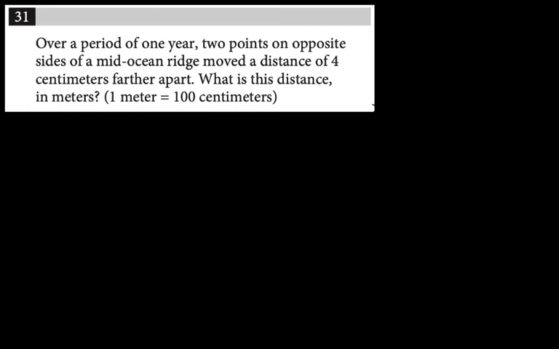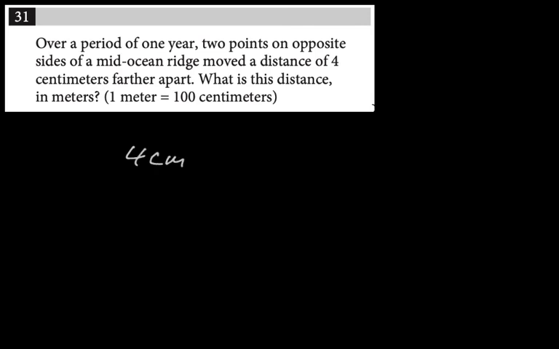Over a period of 1 year, 2 points on opposite sides of a mid-ocean ridge move a distance of 4 centimeters farther apart. What is this distance in meters? So this, again, is like the one about milliamperes, or the one we just did with joules and degrees Celsius. Same idea, but more basic.